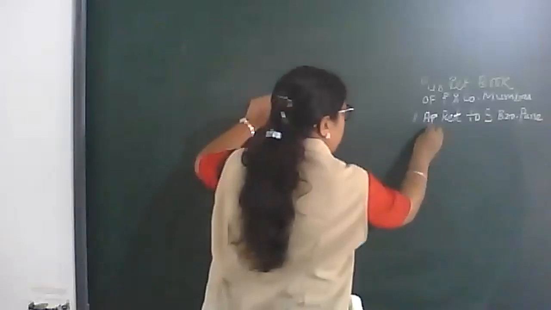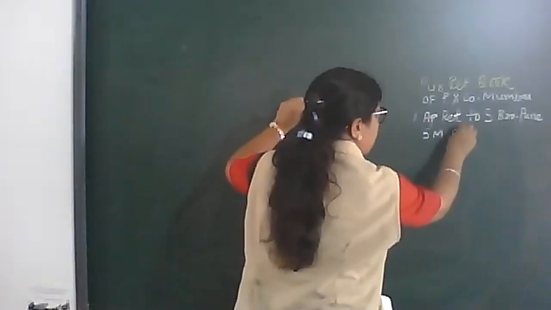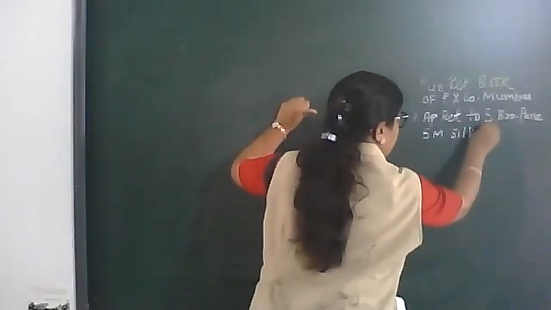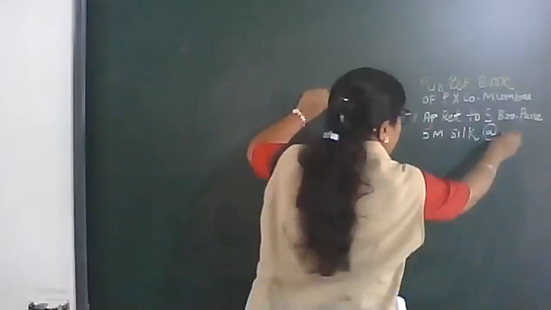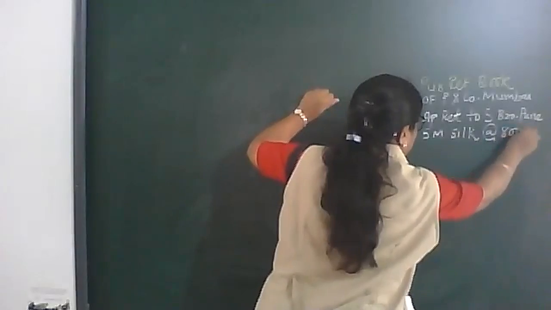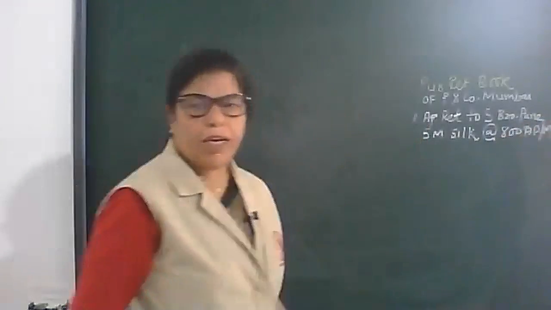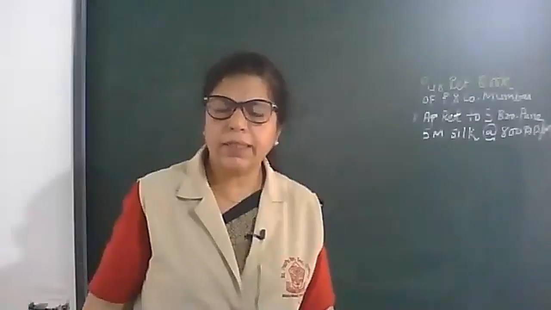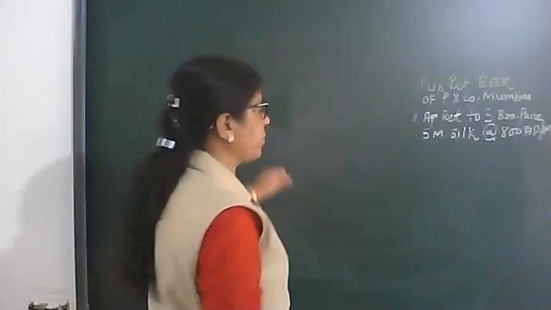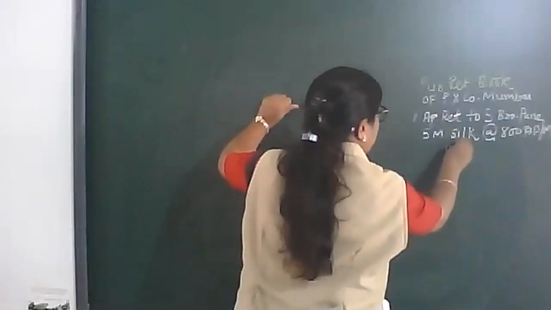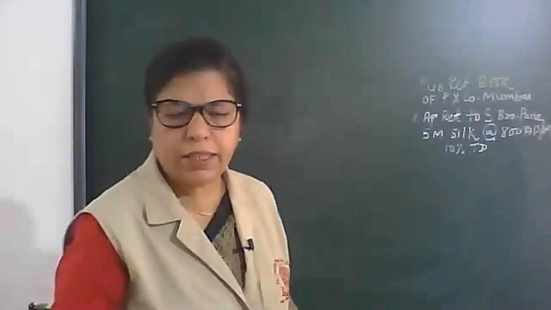5-meter silk at the rate of 800 rupees per meter. 10% TD.